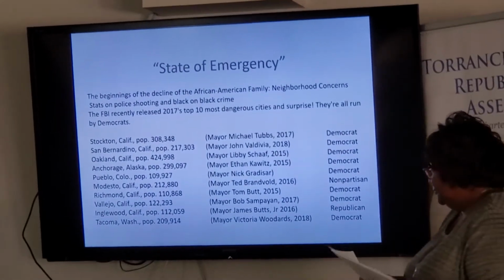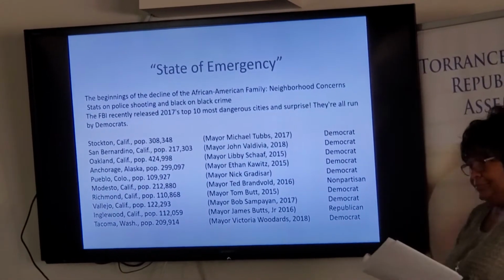Yeah, so in San Bernardino, our mayor is a Republican and a skank.